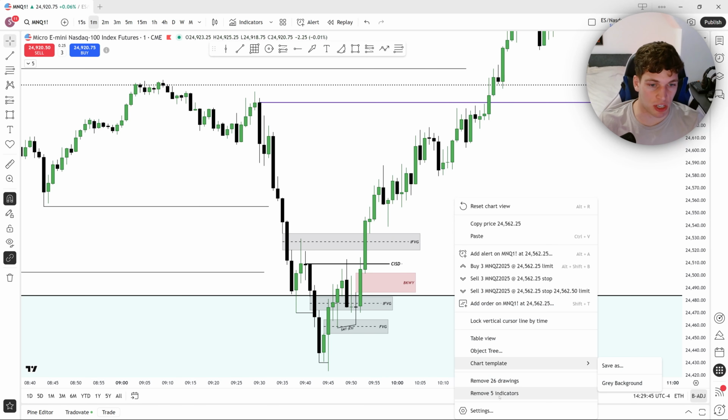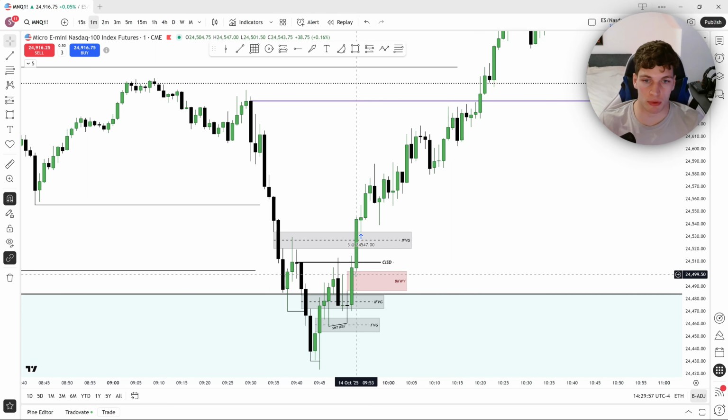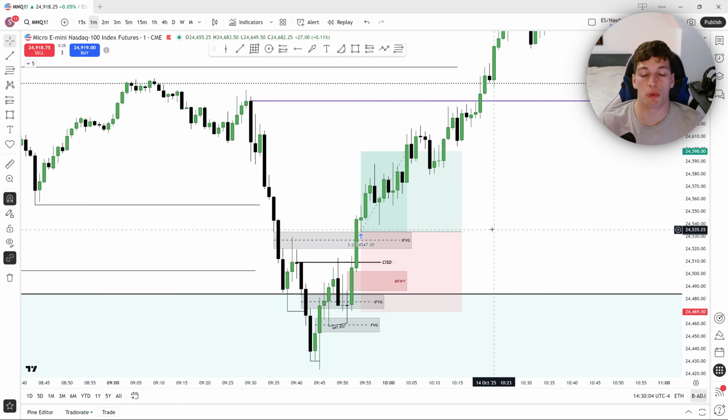So you can see on my executions where I entered here. So it was right there. As soon as this candle closed here, we dipped back down. That is exactly where I entered. And then I put my stop underneath this candle low. So it was a 4-to-1.